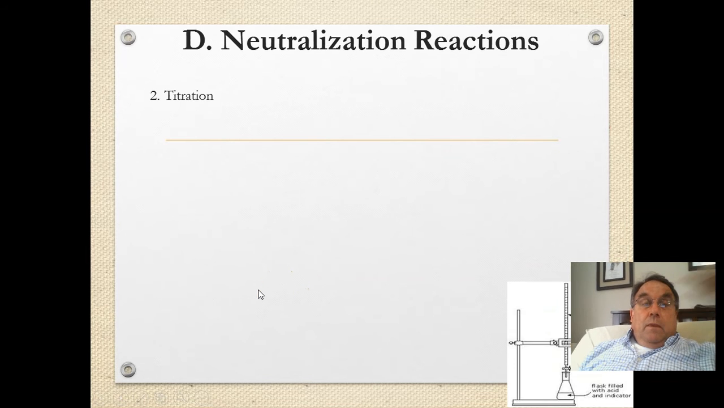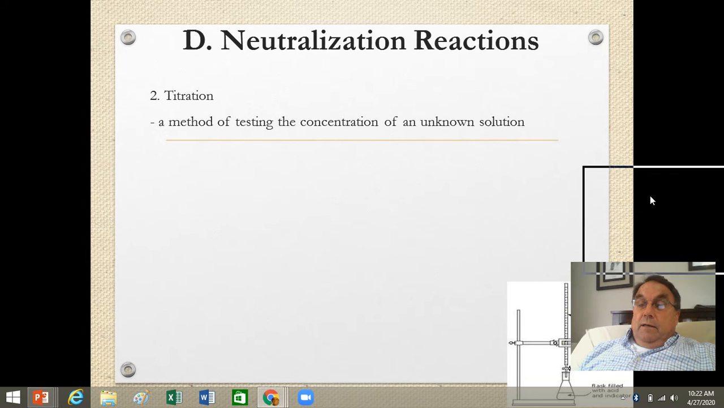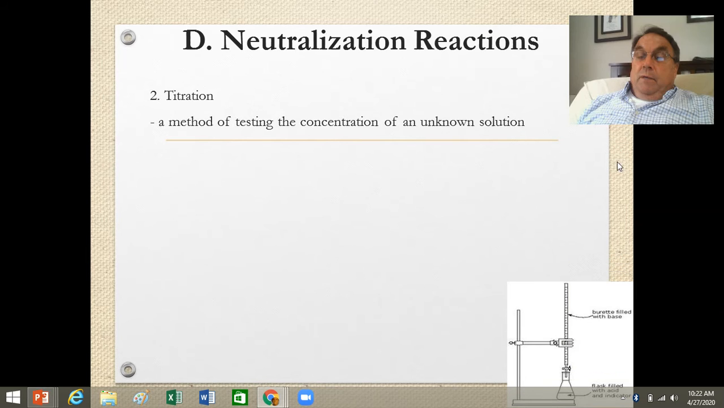Okay. Now, the next lab we're going to do deals with what's called a titration. And we talked about titration way back at the beginning of the year when we learned about burettes. This item down here at the bottom is a burette, and it's used for a titration. The purpose of a titration is to test the concentration of an unknown solution. So you put the unknown solution in this flask, and you put the known solution in the burette.